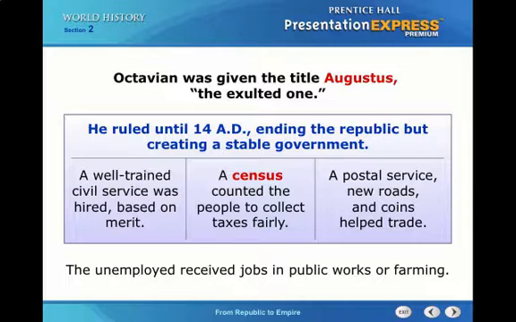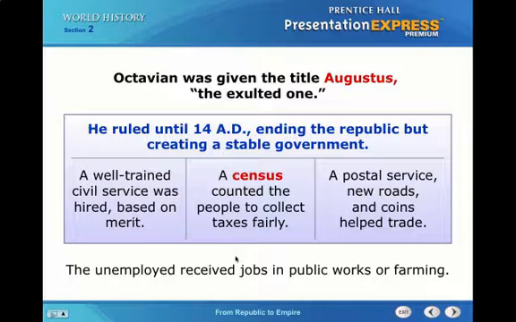The Senate's still there, people hold their positions, but a well-trained civil service who is hired based on their abilities and talents does most of the day-to-day running of the government, not the senators or the patricians. A census is taken to collect taxes fairly, and he builds a postal service, new roads, coins, helps with trade. And then he also does public works or farming for the unemployed to make sure that they have jobs.